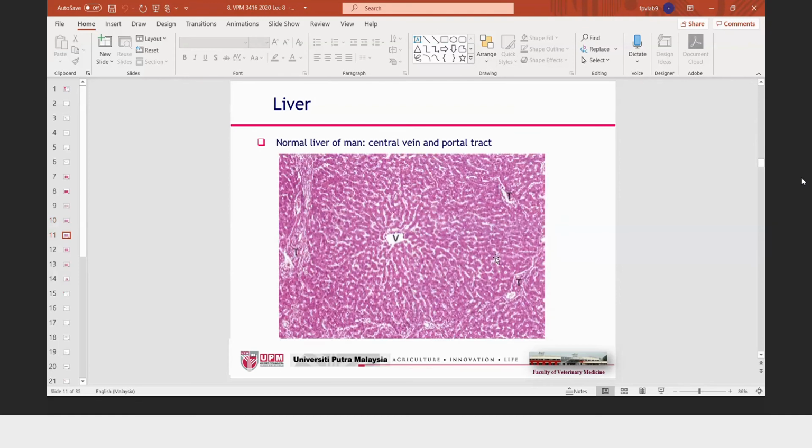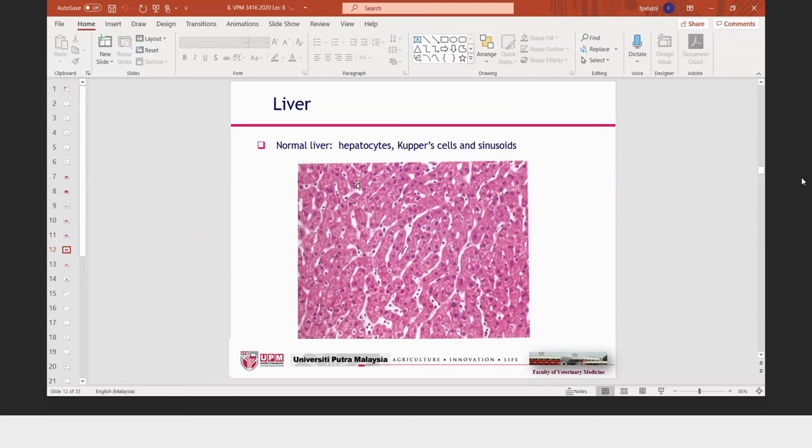And this again is a case of human. You have the central vein there, and you have the hepatocytes and the sinusoids. But again, there is no clear demarcation of the connective tissue. Yeah, not clear. And this is actually the normal liver.